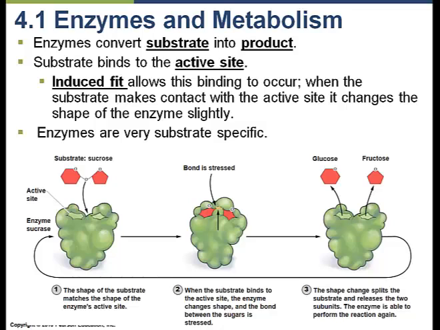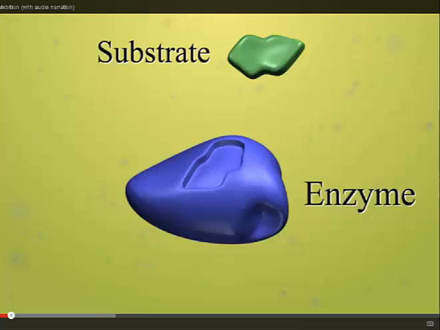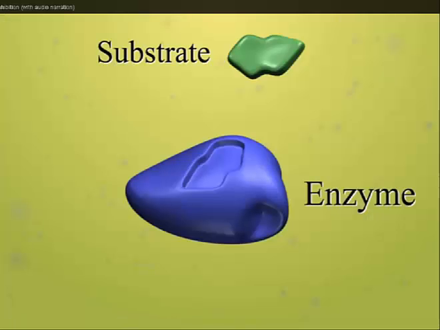And so interestingly, even though the shape is very specific, the shape is not perfect before that substrate comes along and binds to the active site. So the induced fit model says that the active site changes shape slightly to accommodate the appropriate substrate. I now want to take just a moment to show you one of my favorite depictions of the interaction between an enzyme and a substrate.